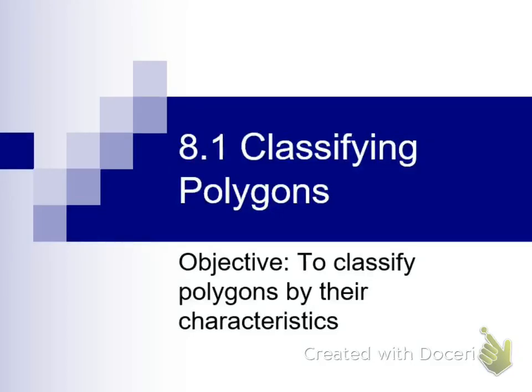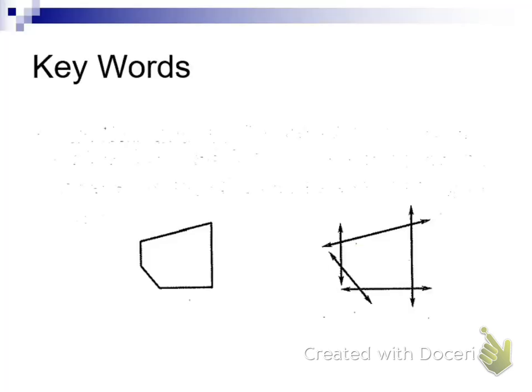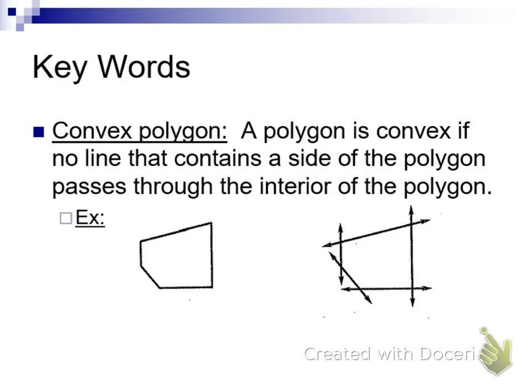We are starting chapter 8. We are going to classify polygons, but we are going to use other characteristics other than just their sides. We've already covered that, reviewed that today. Our first keyword or vocab word would be a convex polygon.